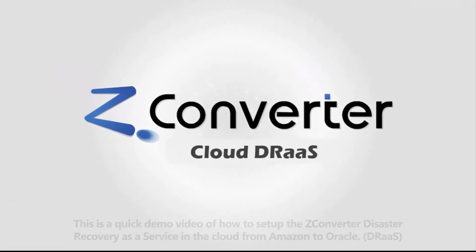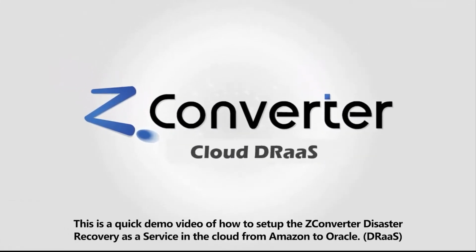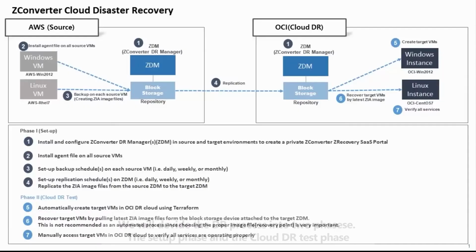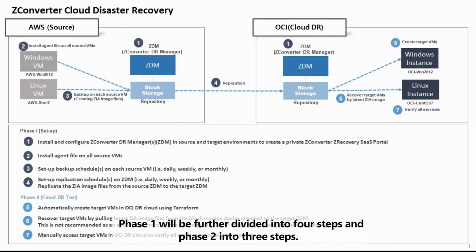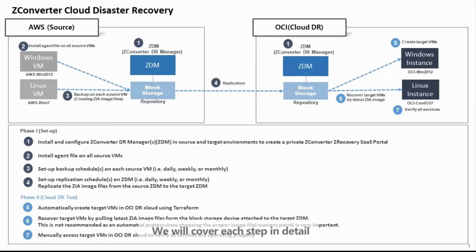This is a quick demo video of how to set up the ZConverter Disaster Recovery as a Service in the cloud from Amazon to Oracle, DR as a service. We will divide the DR process into two phases, the setup phase and the cloud DR test phase. Phase 1 will be further divided into 4 steps and Phase 2 into 3 steps. We will cover each step in detail.